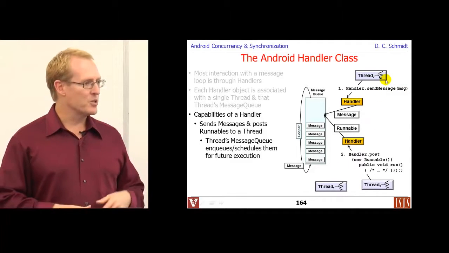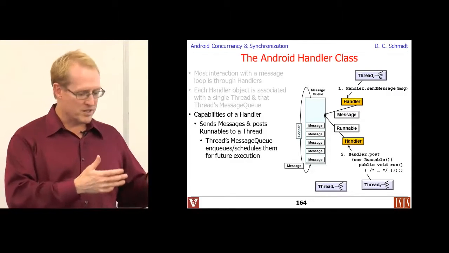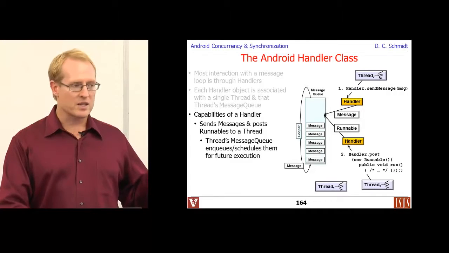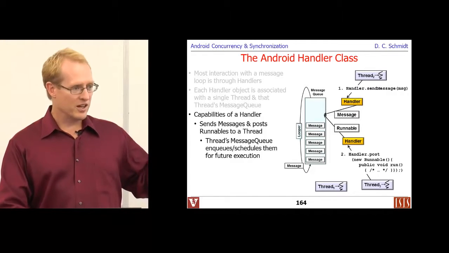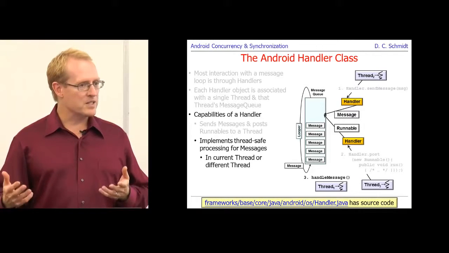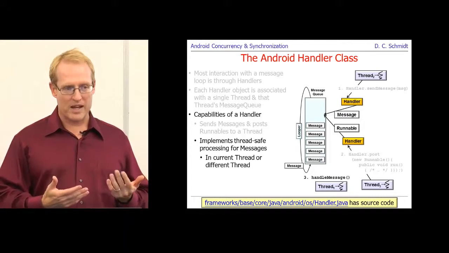But the long and the short of it is you can pass these things in from one thread to another thread where they get processed. And the thread's message queue can be used to enqueue these things up and schedule them for future execution. The handler also implements thread-safe synchronized processing of these messages, either in one thread or a different thread.